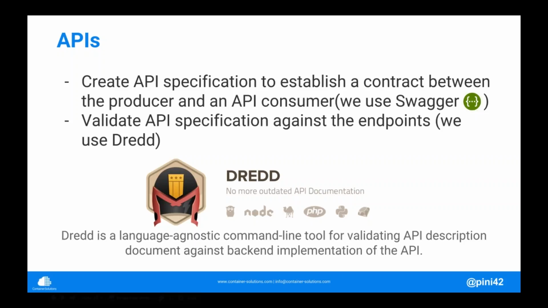So we are using Swagger to define the APIs, and later use a system called Dread to basically simulate consumers of APIs and ensure that they are performing as agreed based on the contract.